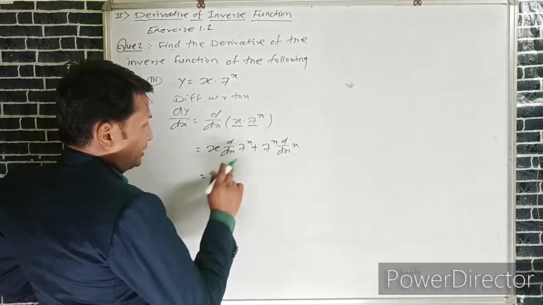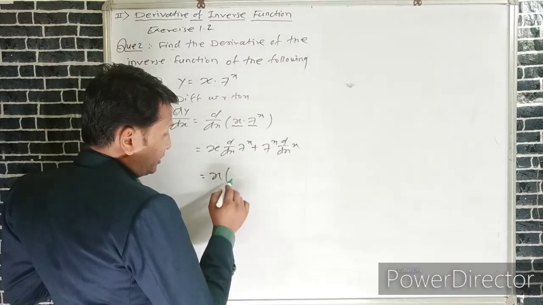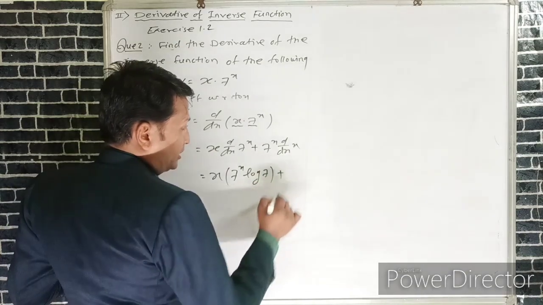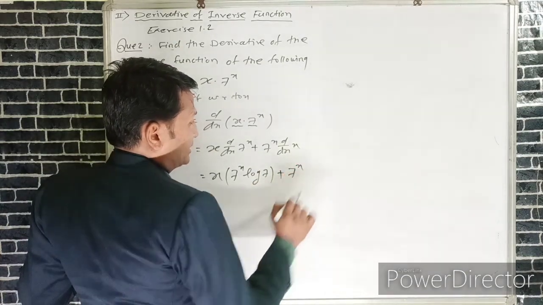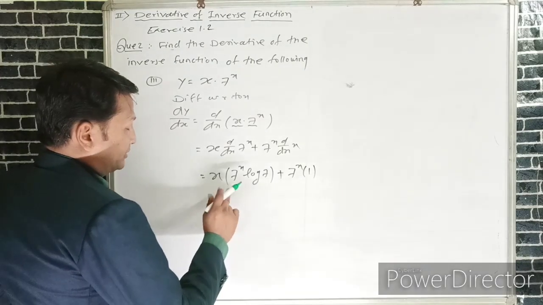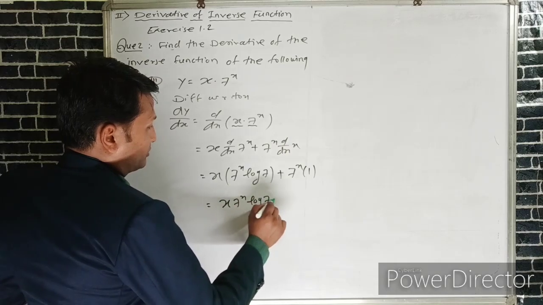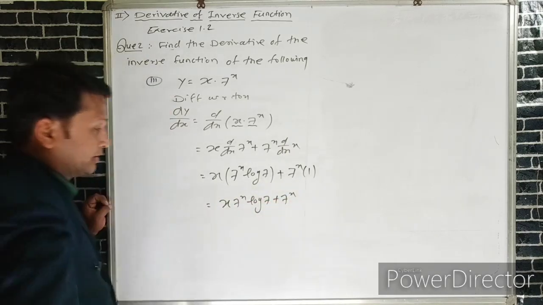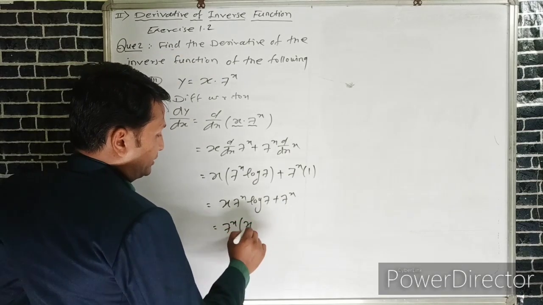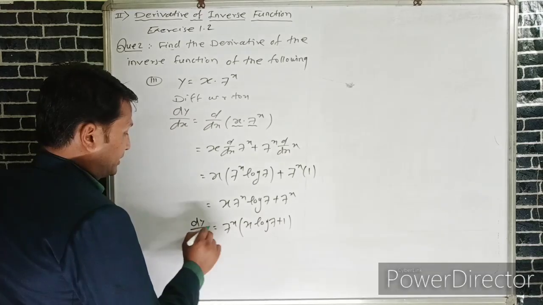We know that the derivative of a to the power x is a to the power x into log a. Hence, the derivative of 7 raised to the power x is 7 raised to the power x into log 7, plus 7 raised to the power x as it is. The derivative of x is 1. Hence, we can write x into 7 raised to the power x log 7 plus 7 raised to the power x. If we take 7 raised to the power x common from both terms, then we can write 7 raised to the power x into x log 7 plus 1, which is the value of dy by dx.